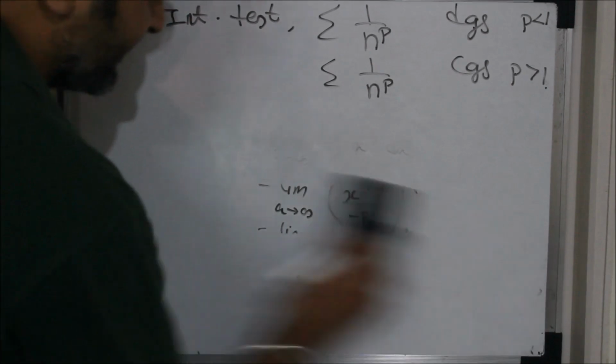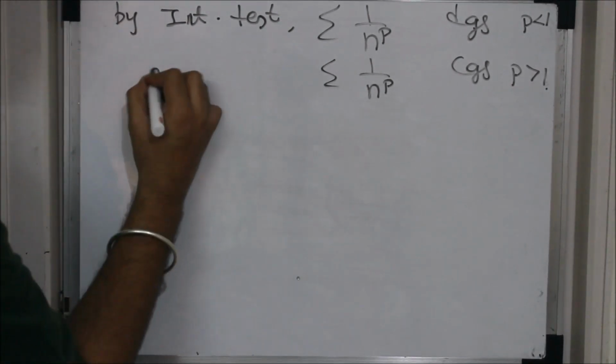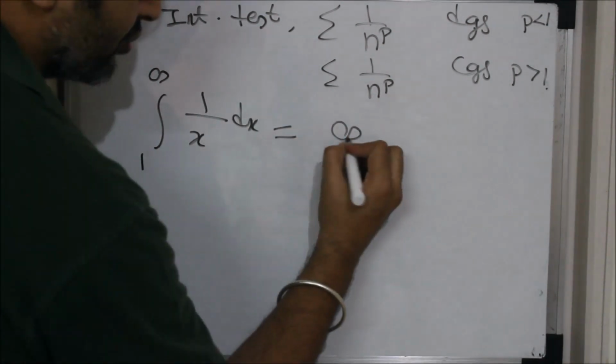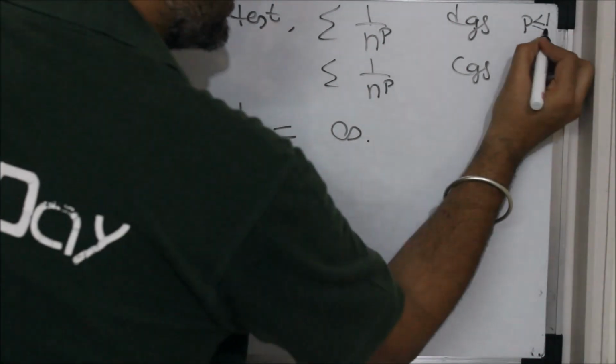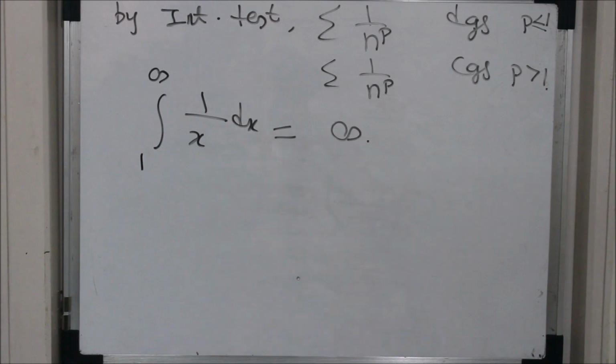So now the only case left is p equal to 1. When p is equal to 1, what is this integral? Integral 1 to infinity of 1 upon x raised to p is 1 upon x. The integration of 1 upon x is log x. It will come out to be infinite, and therefore for p equal to 1 also this diverges. So the series diverges for p less than or equal to 1. That's how you prove the p series test. This is the p series test which we are going to use very frequently.